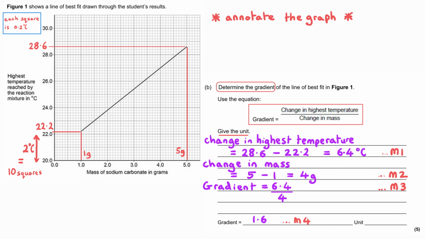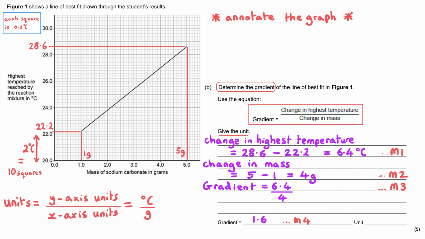And then we've been commanded to give the unit. Now, sometimes the units are things that you just need to remember, but when you're using a graph, you need to think about how you got the value for your gradient. Well, the highest temperature was in degrees C, and we divided that highest temperature by the mass, which was in grams. So we've taken an amount in degrees C and divided it by grams. And so the units are going to be degrees C per gram.